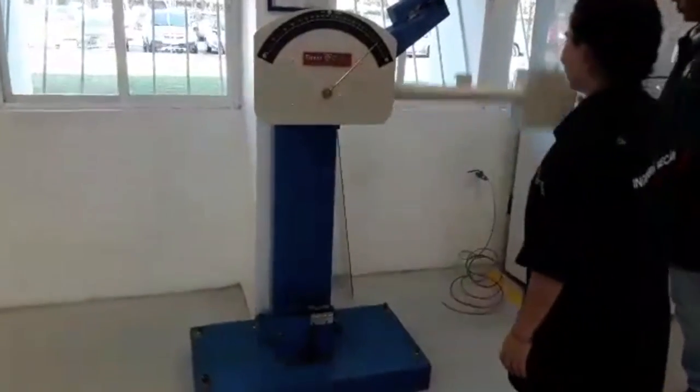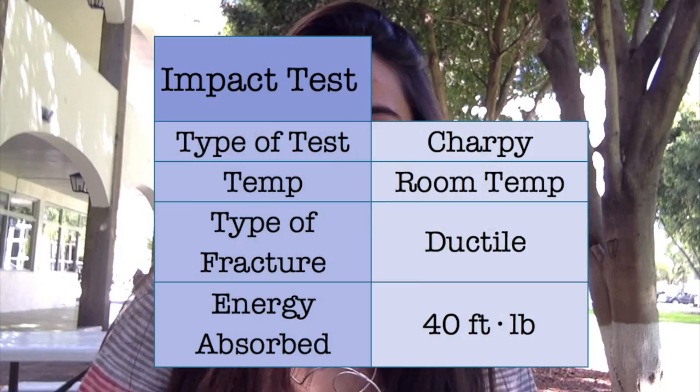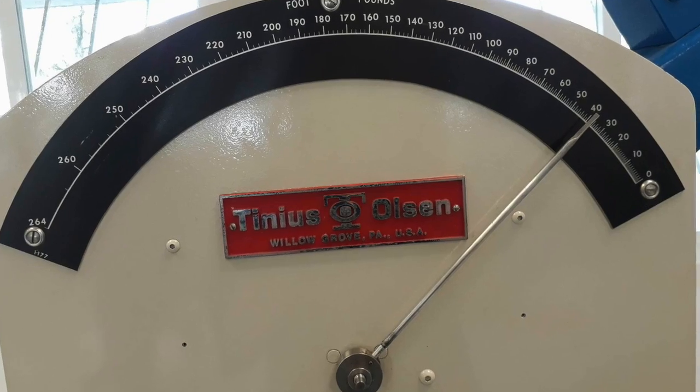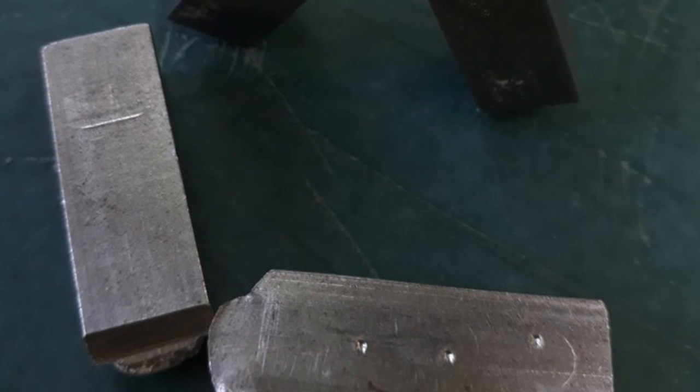For the impact test, we did it at room temperature and it was Charpy type, and the energy absorbed by the material was 40 foot-pounds. Then we analyzed the type of fracture that we got by doing this test, and as we can see, it was ductile.